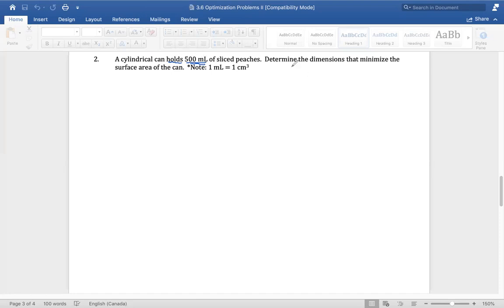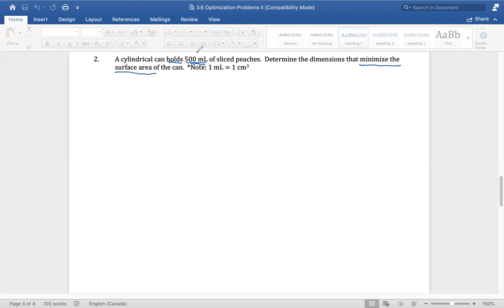It's asking you to determine the dimensions, so it's only asking for the dimensions again this time, that are going to minimize the surface area of the can. So here we have another minimize question, and it gives you this hint here that 1 milliliter is equal to 1 centimeter cubed.